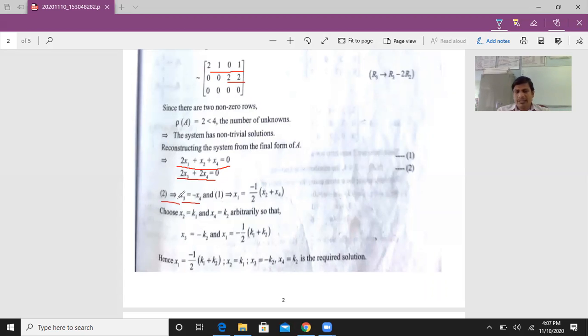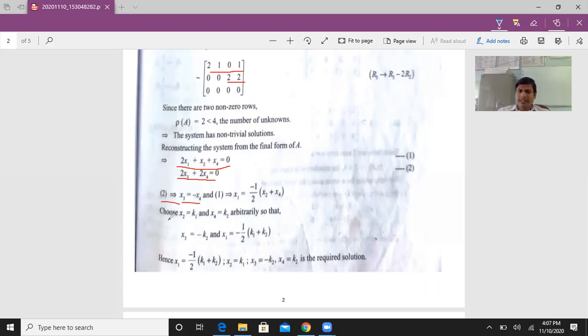Okay, then this x3 value is substituted into equation 1. What is equation 1? x1, this one. The 2 comes to this side, which means minus 1 by 2. After that, x2 plus x4 come to this side, which means minus x2 minus x4. Commonly I take minus 1 by 2 into x2 plus x4.